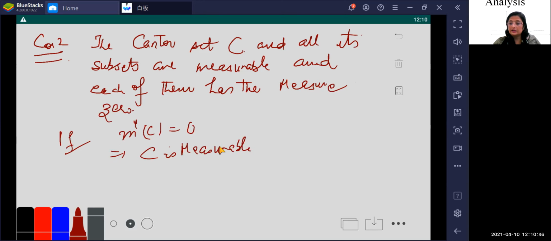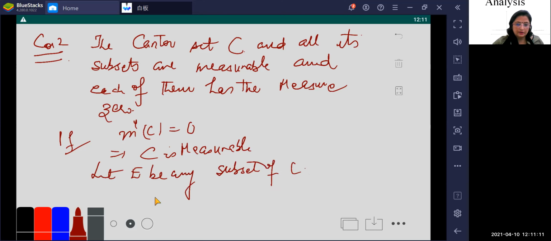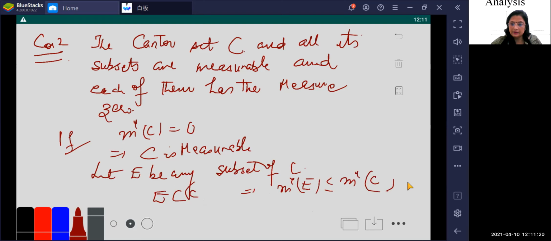Son, I told you earlier also, there is no direct relation between countability and measurability, because this set is measurable but it is not countable; this set is uncountable, right? Now what we have to prove is that all its subsets are measurable. Let's suppose E is any subset of C. Now E is contained in C. It implies m star E is less than or equal to m star C. And m star C is equal to 0.